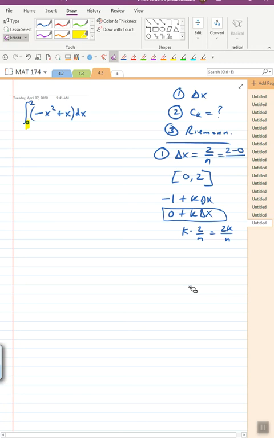Okay, so put that all together. We know that, just to remind me here, that this is 2 over n. And then for the ck, which is going to be our right endpoints, it's going to be 0 plus 2k over n, which is 2k over n.